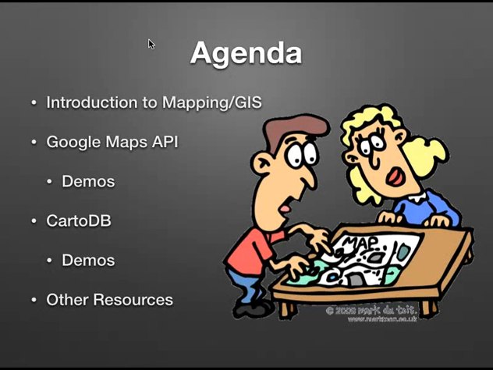Real quick, we're going to go over a little bit of introduction to maps. You may know some of this, but some of it is background on what we're talking about here. We'll talk a little bit about Google Maps and the API. I'll show some demos and some simple maps and markers and so forth that you can create. Then I'll talk about a SaaS product we use called CartoDB, and show you some cool demos on that. And then we'll talk about some other mapping and GIS resources that are out there and available.